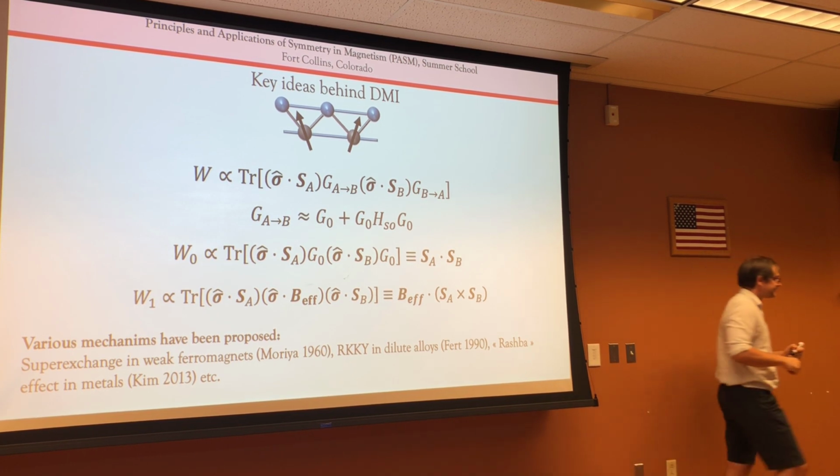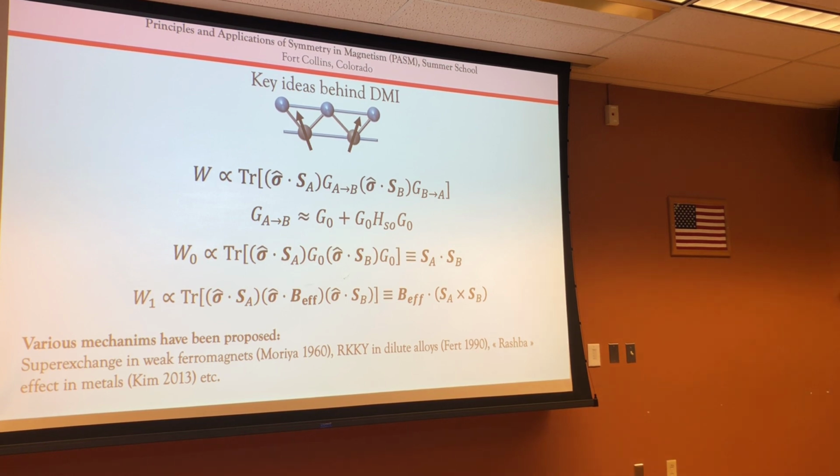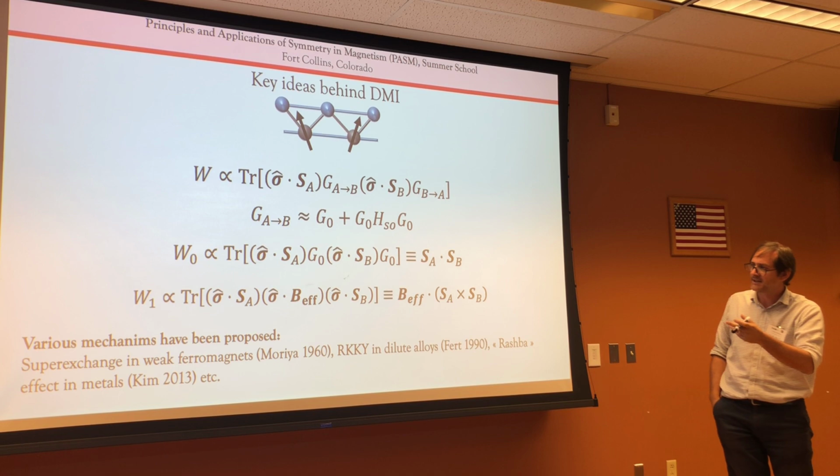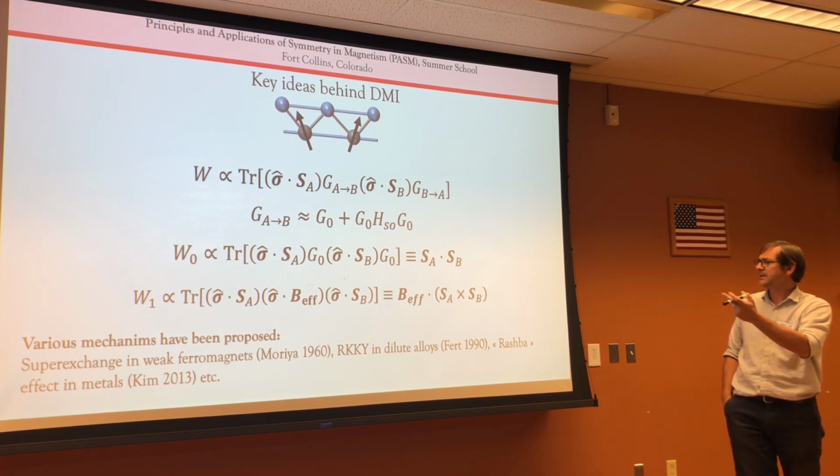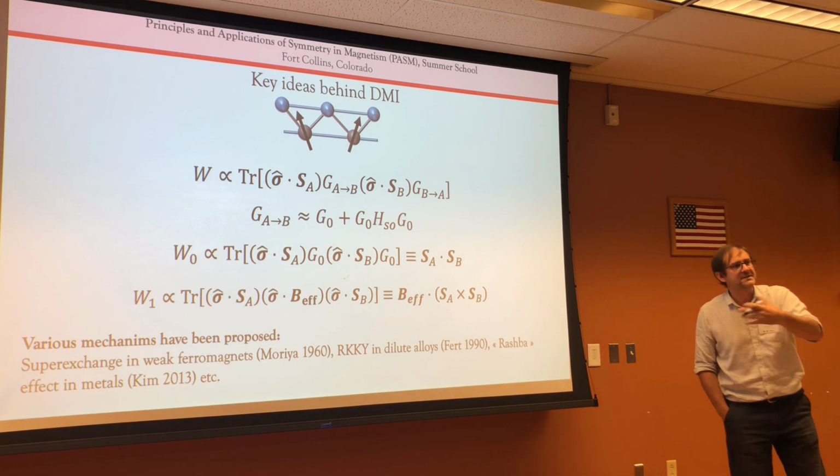There have been many mechanisms that have been proposed. I'm not going to talk about the very mechanism. It was first studied by Moriya and Dzyaloshinskii in the case of weak ferromagnets. So Moriya has a theory about superexchange, Albert Fert has a theory about RKKY. There are different scenarios that are proposed.